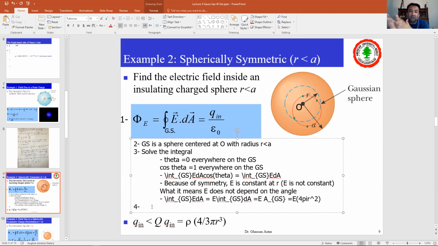Now we need to go to the right-hand side of the equation. What's the right-hand side? I have Q inside, the charge inside my Gaussian surface. What is the charge inside my Gaussian surface? Let me go back here. This is my Gaussian surface here.